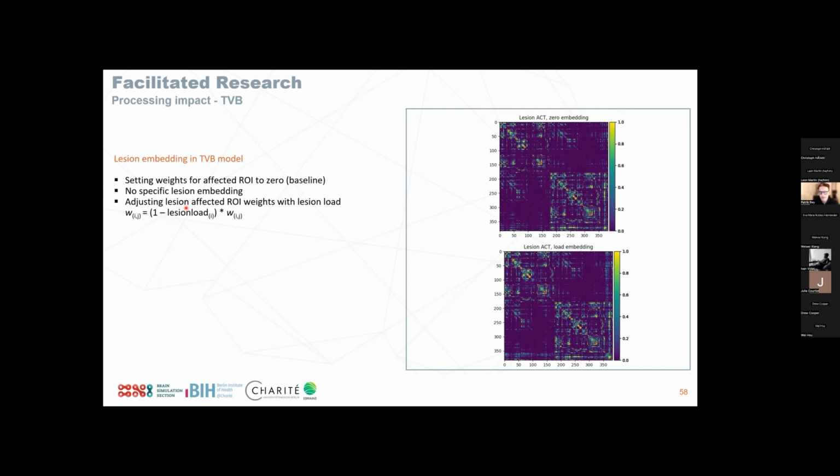And then the more towards the outskirt of the lesion mass we go, the lower the lesion load will be. So it will just be a weighting of the actual connectivity value that we find. For example, if it's 50% covered, we will take the value and multiply it with 0.05. You get some additional embedding of lesion information into our TVB model.